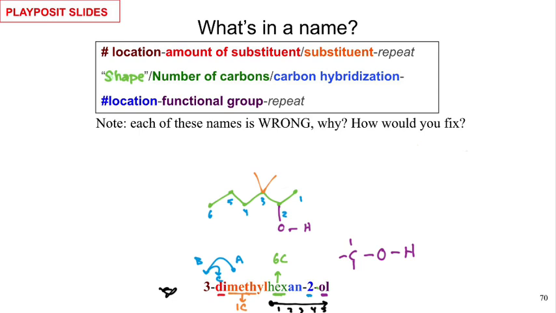So this name could be wrong in one of 2 ways. 1, we need another locator. Let's say that this is our correct drawing. We want this. What's the other locator? 3. So I have to include another 3. And you might ask, isn't that redundant, just saying 3, 3? But you're referencing every single methyl, every single substituent. Even if it shows up at the exact same locator, you have to specify that locator to remove all ambiguity.